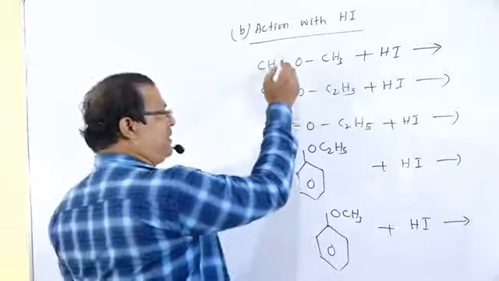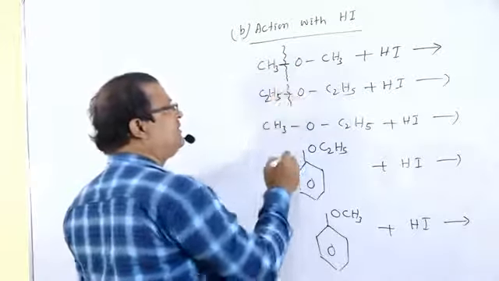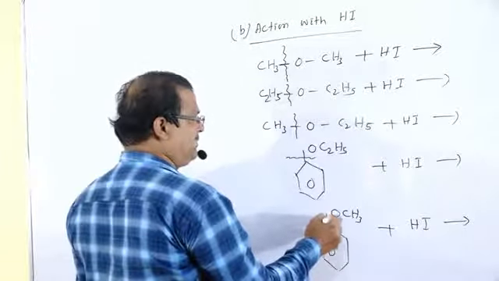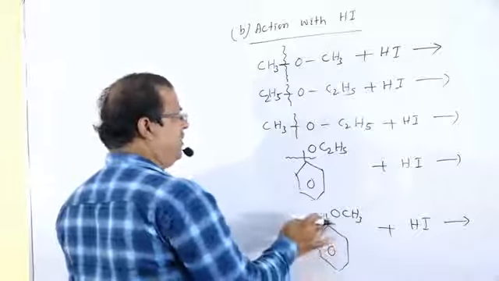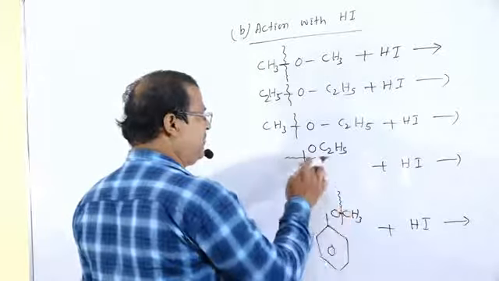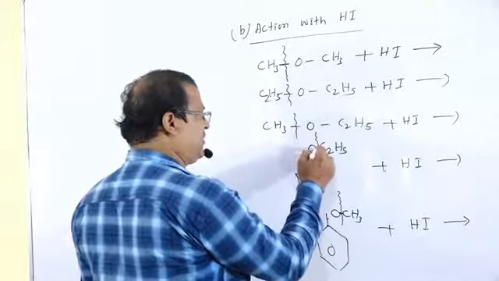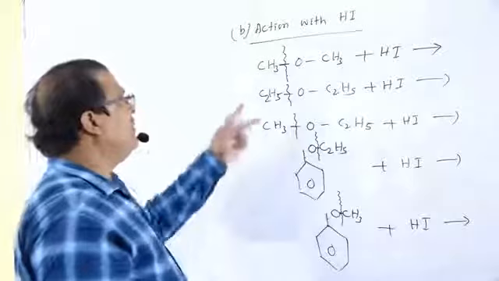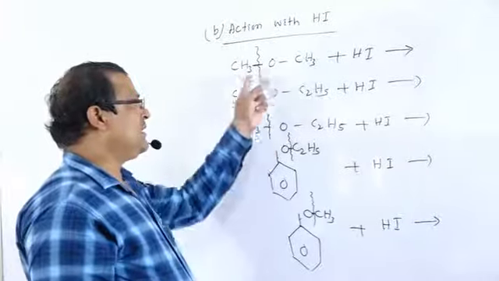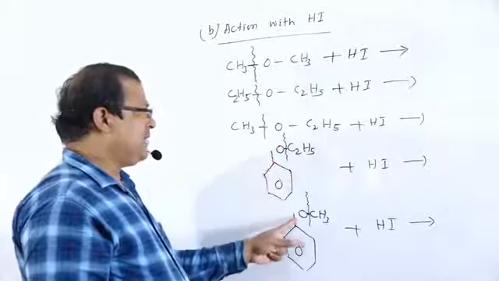This bond will break. Between oxygen and the less carbon-containing group, this bond will break. The less carbon-containing bond will break. These are the examples of symmetrical ethers, and these are unsymmetrical ethers.